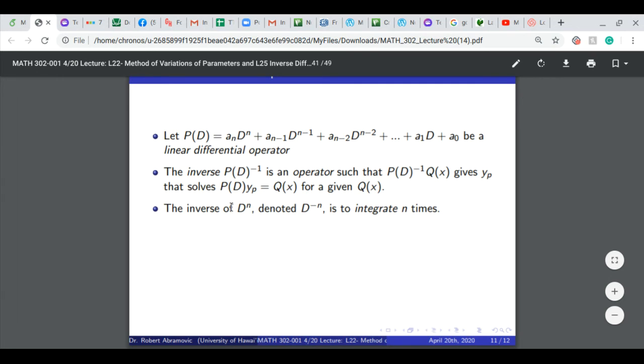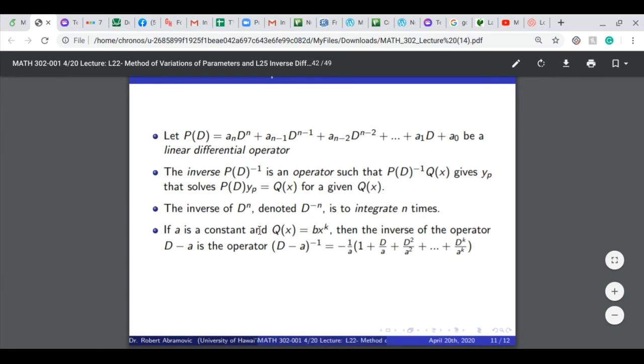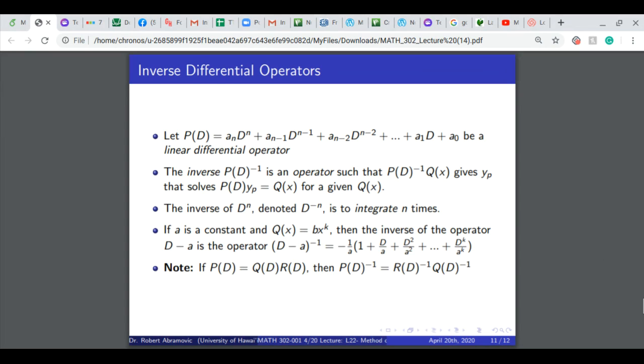Now, the inverse of d to the n, as we said before, is to integrate n times. Now, if a is a constant and q of x is a polynomial of degree k in x, the inverse of the operator d minus a is the operator d minus a to the negative 1, which is negative 1 over a times 1 plus d over a plus d squared over a squared, all the way to d to the k over a to the k. That means we are adding these k plus 1 terms in the parentheses here, and it depends upon the power of x in the term q of x.